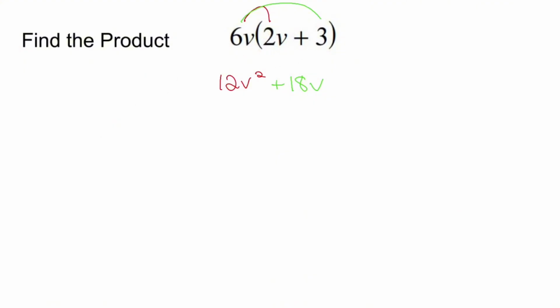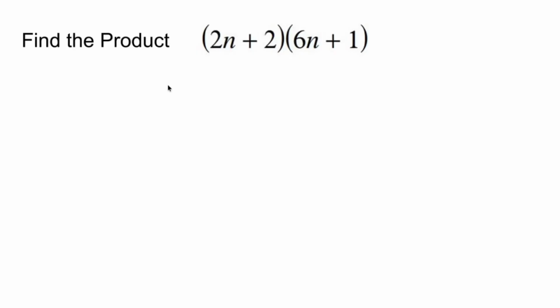So that's it. That's our answer. We're done. Find the product of (2n + 2)(6n + 1).